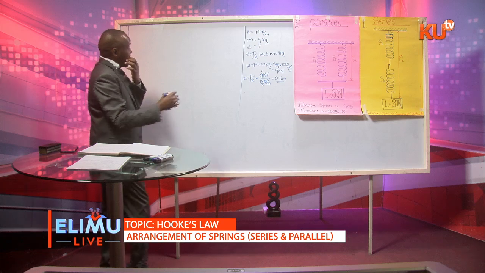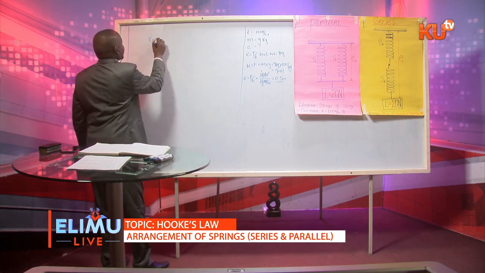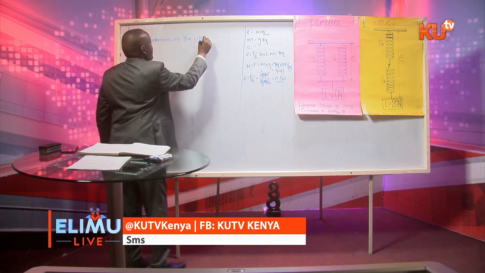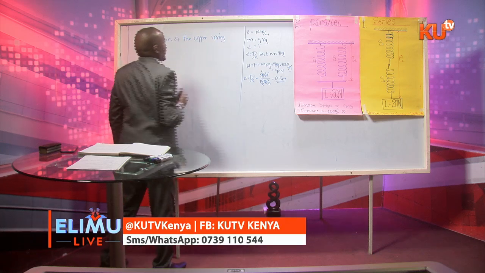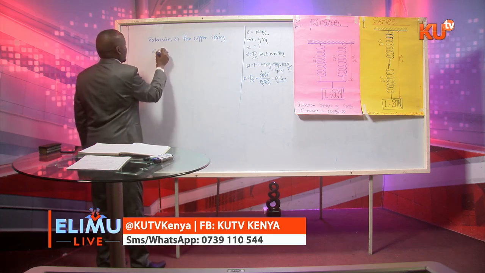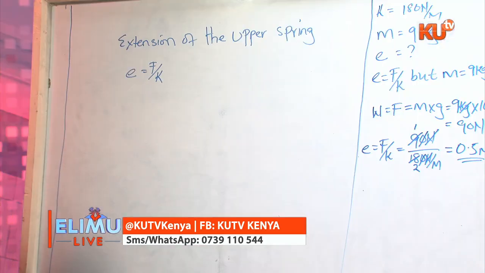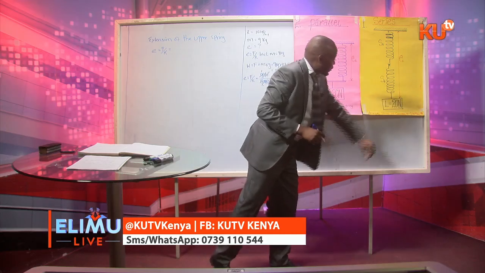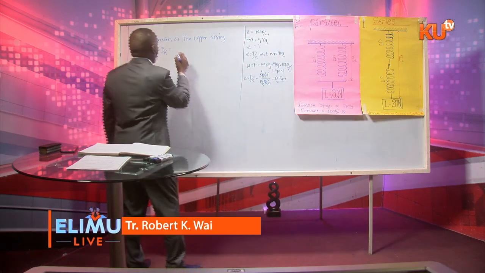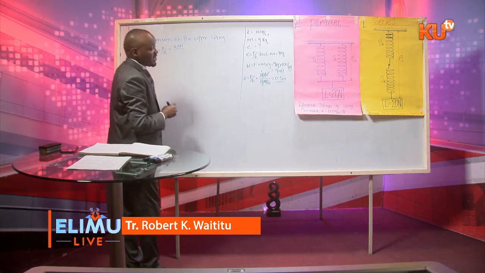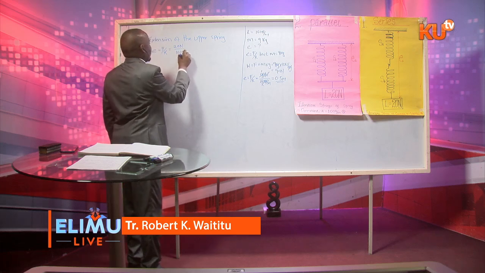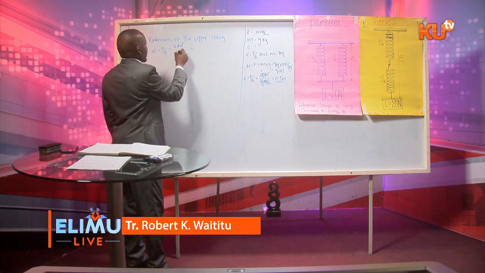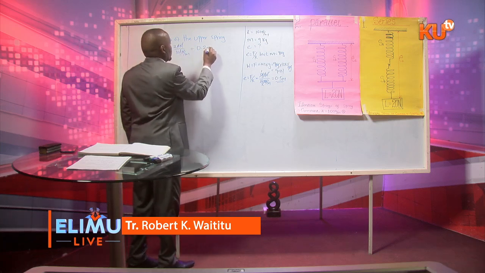So we will talk of the extension of the upper spring. In this case, extension will be equal to force over spring constant. The reason why we had to review the use of our formulas. And from the information given, we have a force of 20 newtons, and the spring constant is 100 newtons per meter. Cancelling out the units for force, then we're going to have 2 over 10, which will give us 0.2 meters.